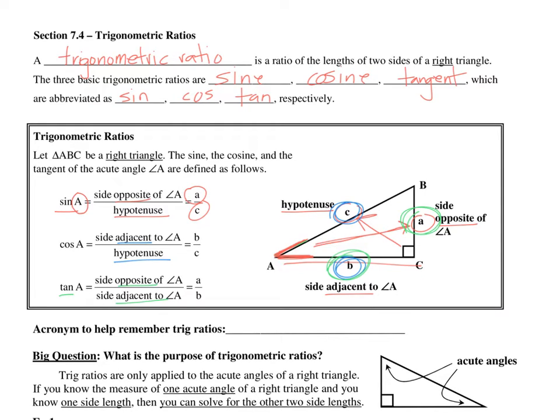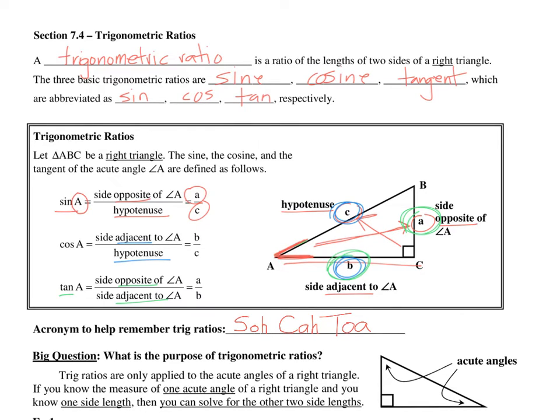Well, here's a very helpful acronym to help you remember the ratios. So sine is opposite over hypotenuse. Cosine is adjacent over hypotenuse. And tangent is opposite over adjacent. So all you have to remember is SOH CAH TOA, and you'll know what your ratio is for the trig ratio that you're working with.